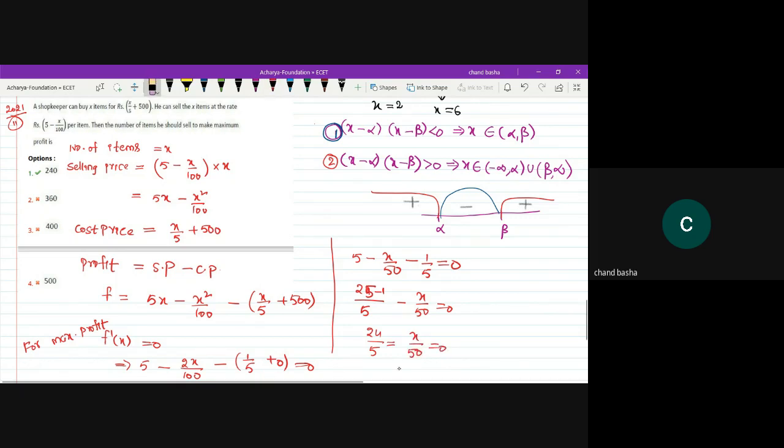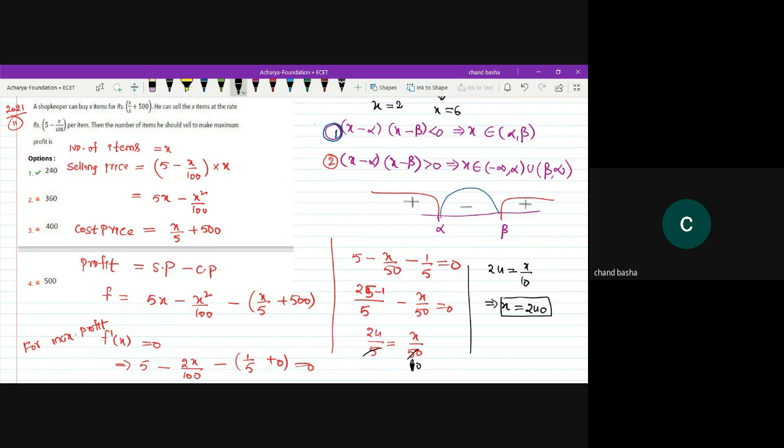Sorry, already we are taking equal to. So 5, 10 times cancel. From this, what is the value of x? 24 is equal to x divided by 10. What is the value of x? X is equal to 240, which is the required answer.